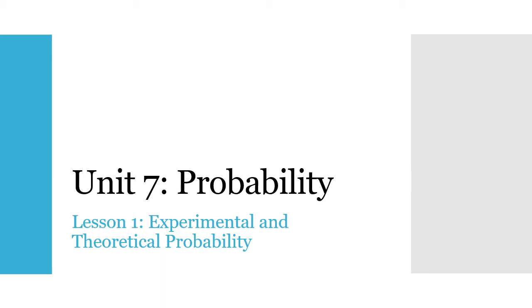This is a new unit, Unit 7 on probability. It's going to be very short, only 2 lessons. This is our first lesson. We're going to talk about experimental and theoretical probability.